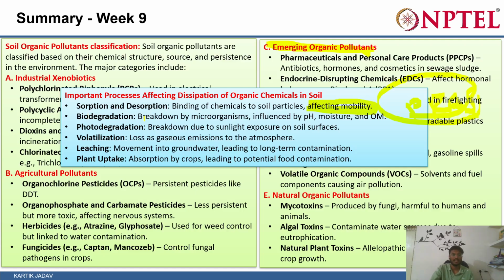Then we have biodegradation. Biodegradation tells about the breakdown of emerging organic contaminants by microorganisms, and that is ultimately influenced by soil pH, moisture, and organic matter, properties we have talked about in earlier lectures. Then we have photodegradation, which is the breakdown of EOCs by sunlight. Volatilization is the loss through gaseous emission to the atmosphere. Leaching relates to the groundwater. And plant uptake is absorption of the EOCs by crops.